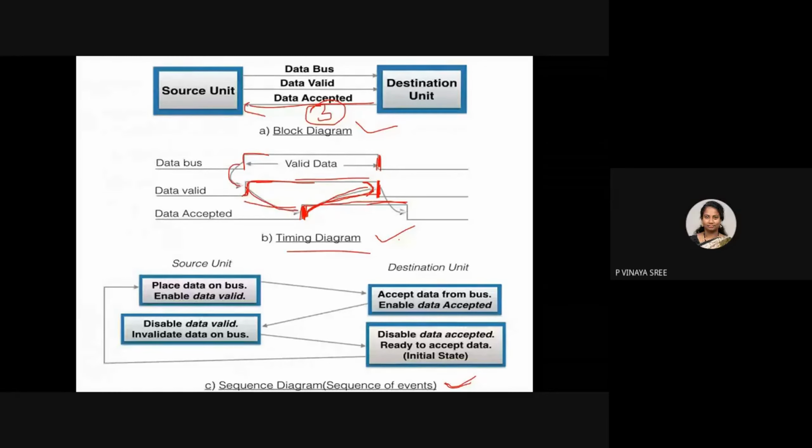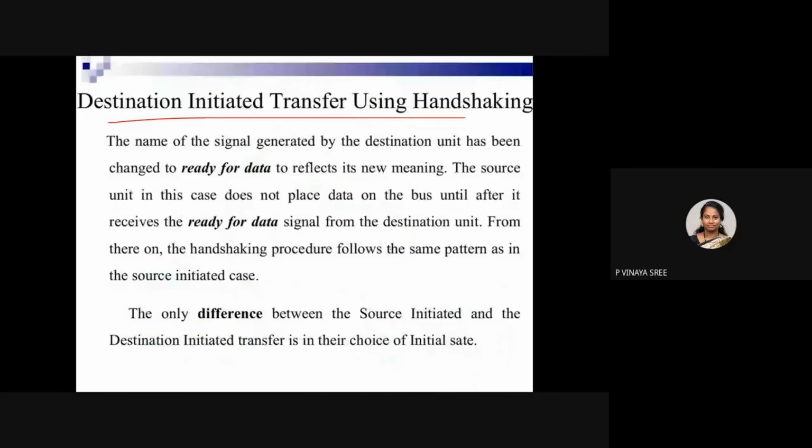Anyone? The destination unit will not know whether the source unit has actually placed the data in the bus. Very good. So the destination unit will not have an idea whether the source unit has actually placed the data on the data bus. Okay, so for that we have introduced one more method called a handshake.